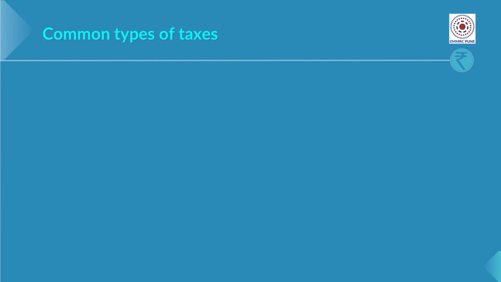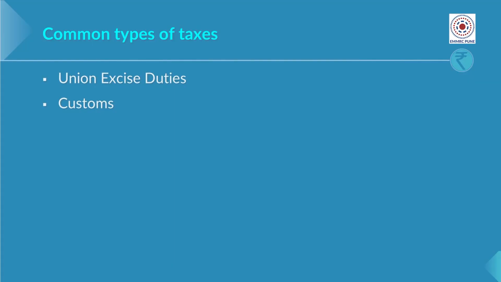There are various types of taxes that the government can impose to generate tax revenue. Some of the common types of taxes are union excise duty. These are taxes levied on the production or manufacture of goods within the country. They are collected by the central government and are mainly imposed on petroleum products, tobacco products, alcoholic beverages, etc.